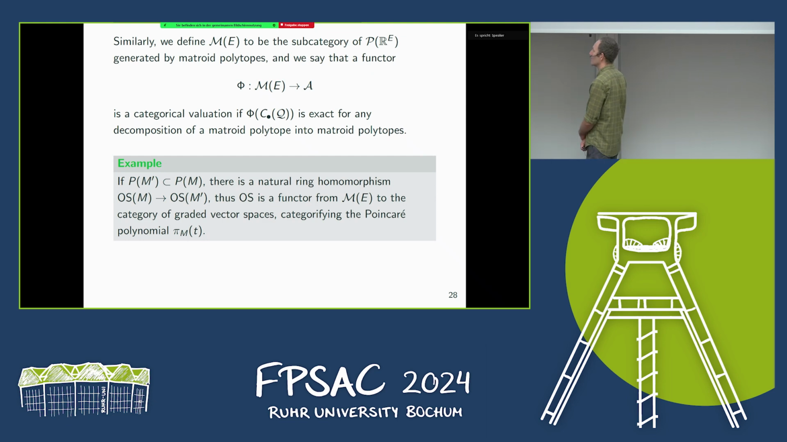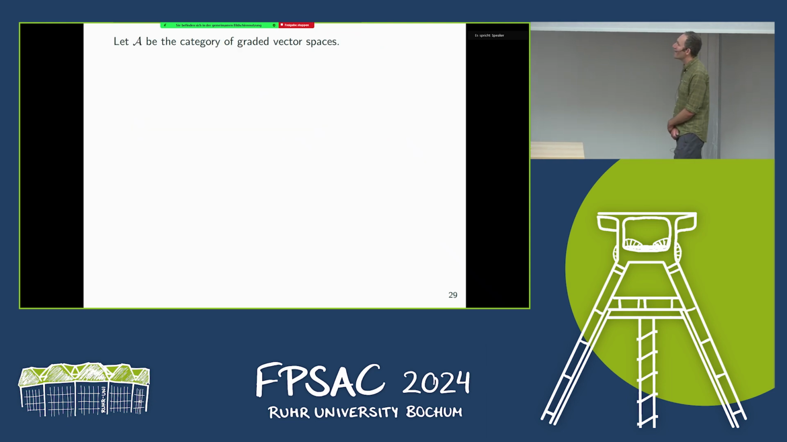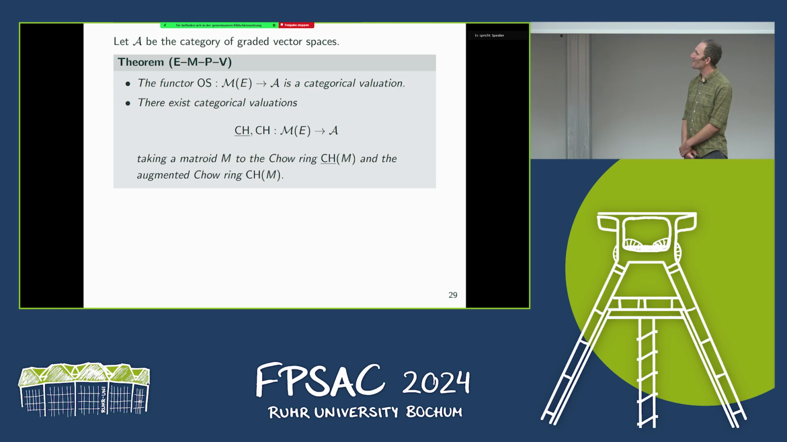So I have a functor from M of V to the category of graded vector spaces. It categorifies the Poincare polynomial. And first of all, this functor is evaluation. So this is Ben Elias, Dane Miata, myself, and Lorenzo Vecchi.